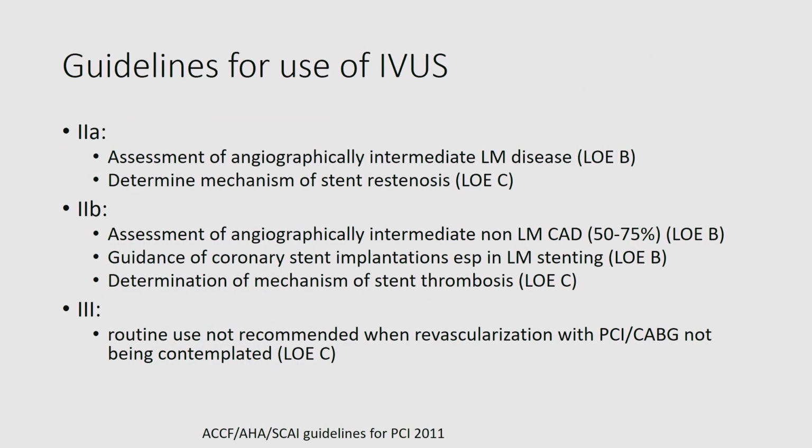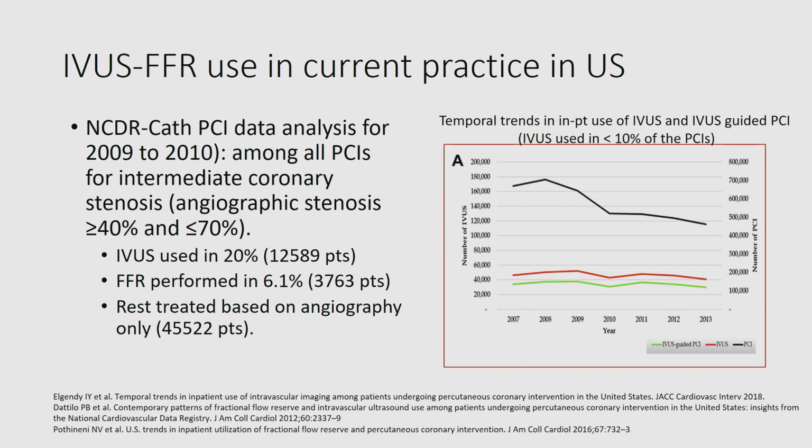Guidelines give it a 2A indication for use in left main, indeterminate left main lesions, and to determine the mechanism of in-stent restenosis. Use of IVUS for a variety of reasons is not very common. This is data from 2013: in less than 10% of the patients who undergo PCI, IVUS is being used.